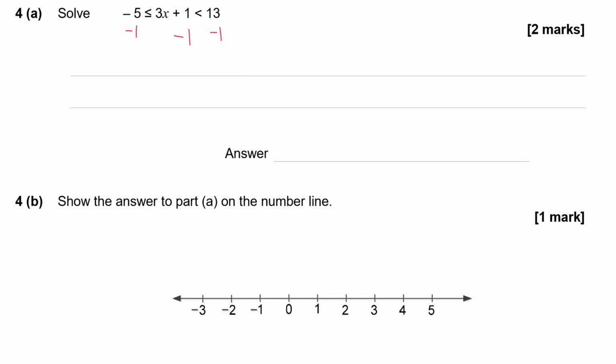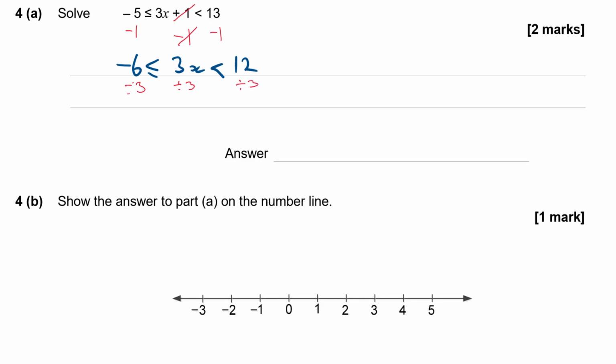So negative 5 subtract 1 is negative 6, and that is less than or equal to, well, my minus 1 and my 1 will cancel out, leaving me with 3x. And on the right-hand side, 13 take away 1 is 12. So I've got minus 6 is less than or equal to 3x, which is less than 12. Now dividing all sides by 3.